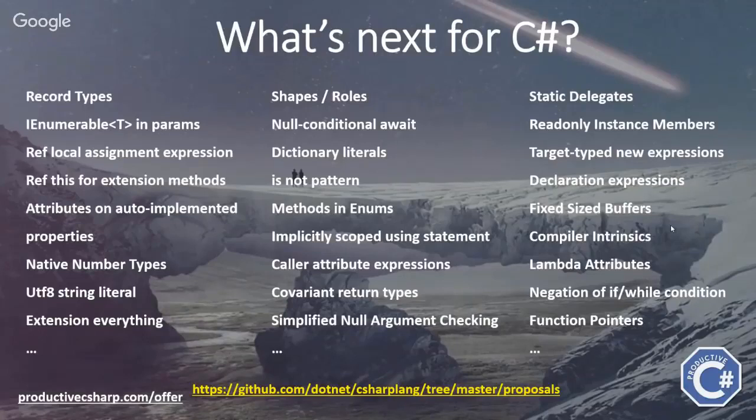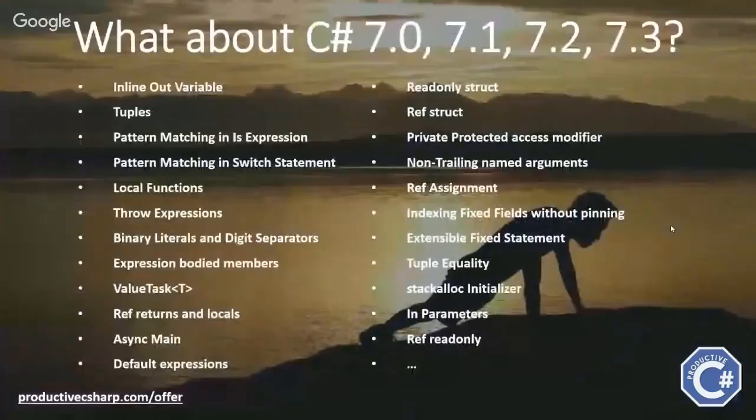Declaration expression, compiler intrinsics. There is really a lot of stuff coming up in the language. I obviously will be sharing with you everything I learn on that. But also, if you look backward, there's still quite a lot of features in C# 7, 7.1, 7.2, and 7.3 that has been added to the language.